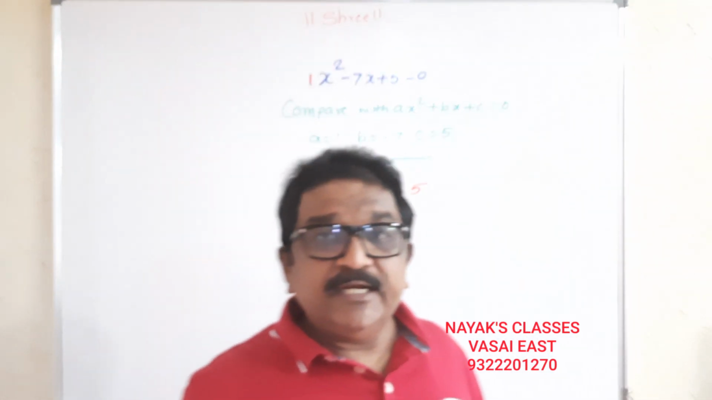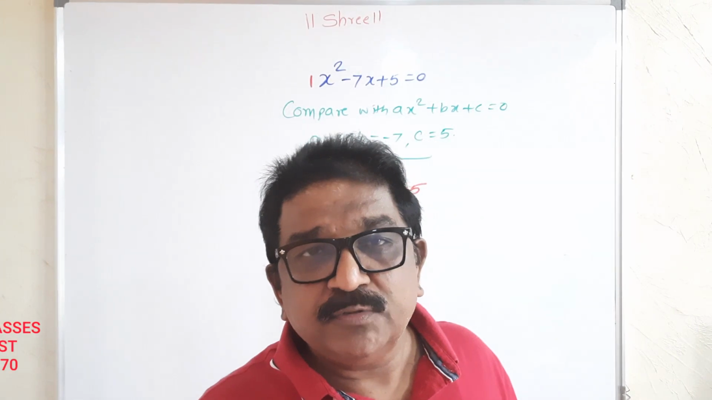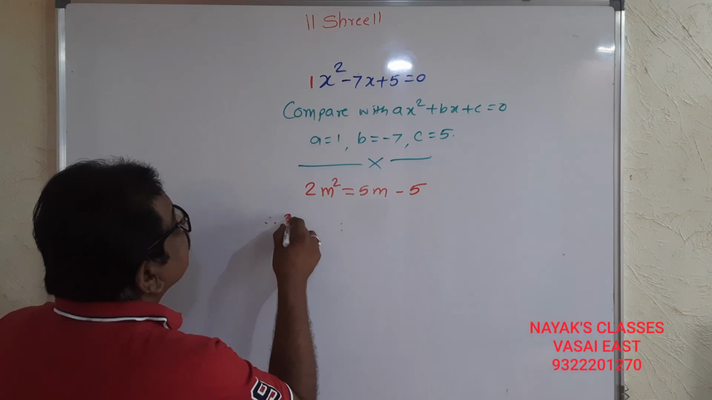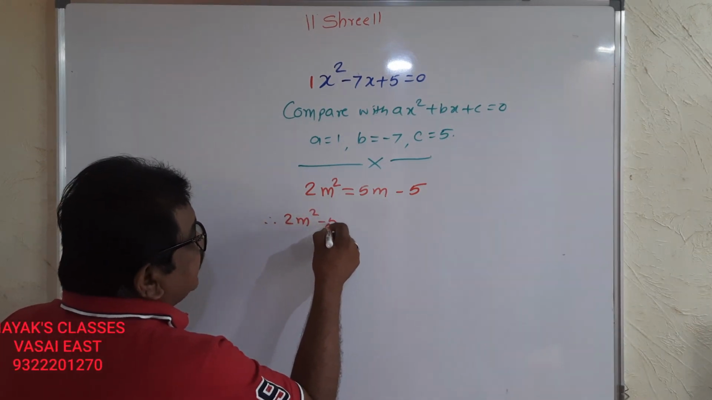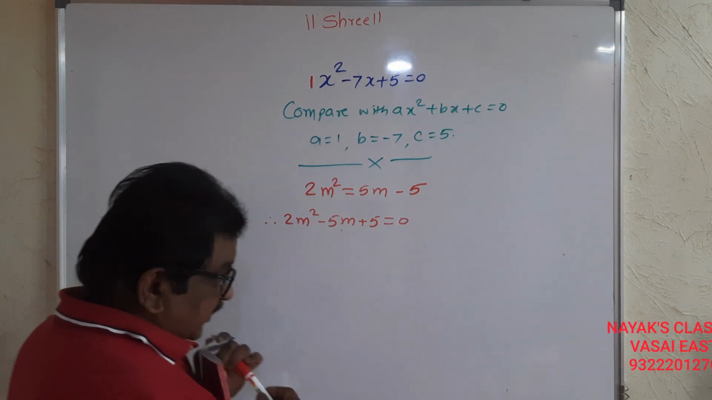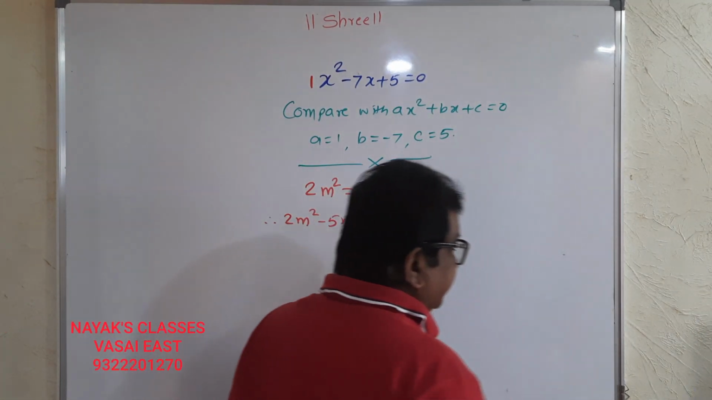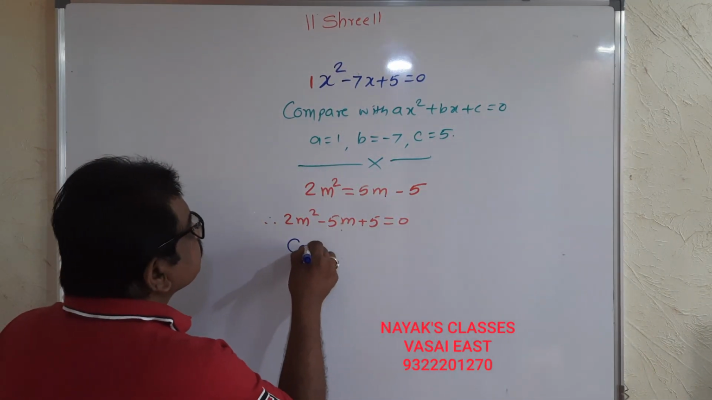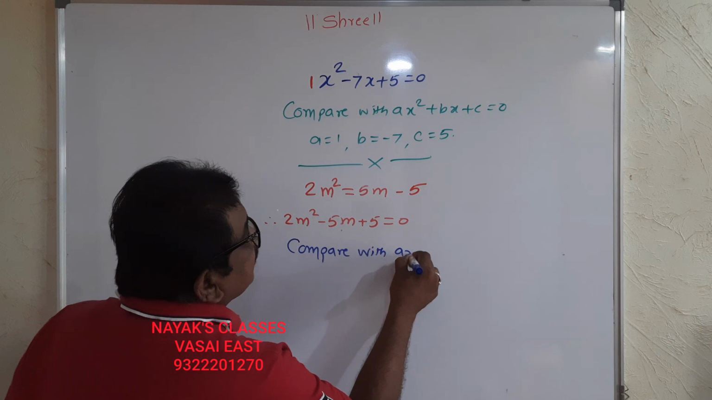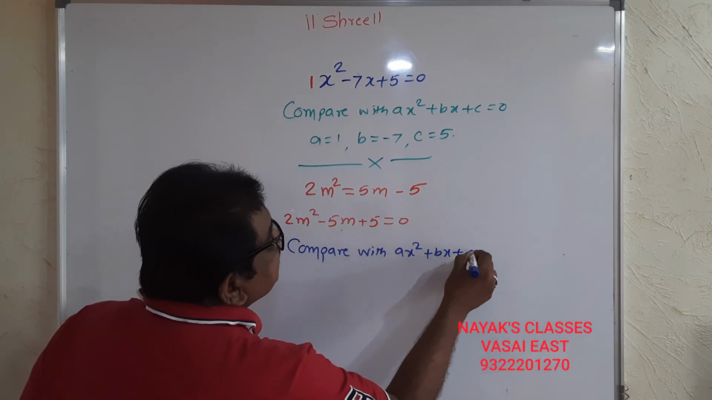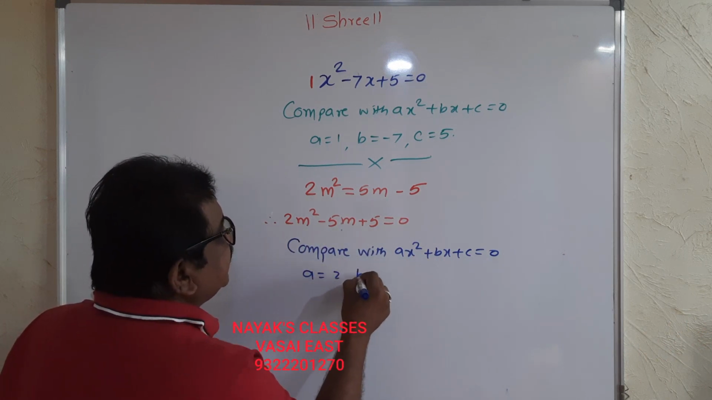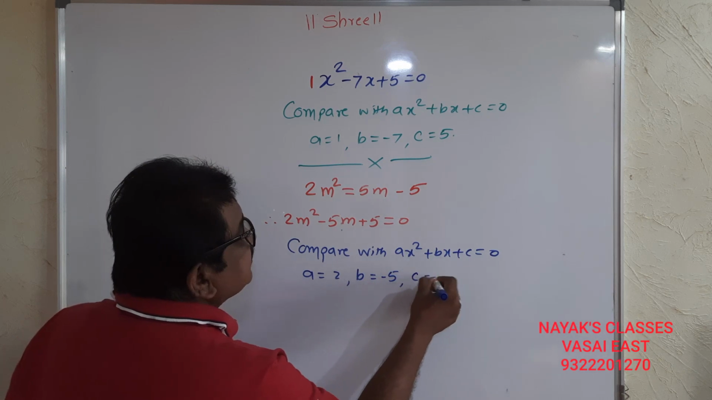So this is not in the standard form. We have to bring it to standard form. How? Transfer these things here. Therefore, 2m square minus 5m plus 5 is equal to 0. And then it's easy. Compare with ax square plus bx plus c is equal to 0. So a is equal to 2, b is equal to minus 5 and c is equal to 5.